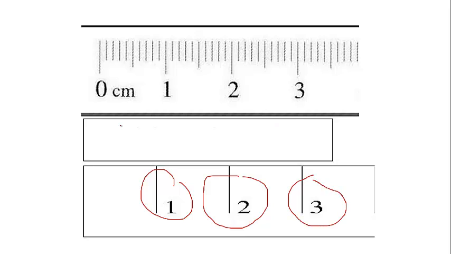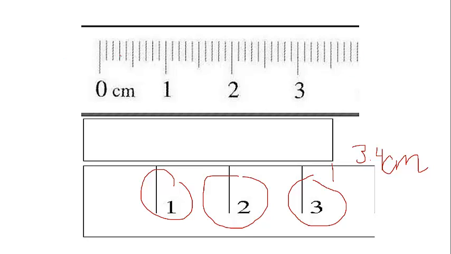So if we were trying to find the length of this object, we would have to estimate. So we might estimate that this would be 3.4 centimeters long. But we would have to estimate this place value because we don't really know. We're limited because it's only measured in centimeters.